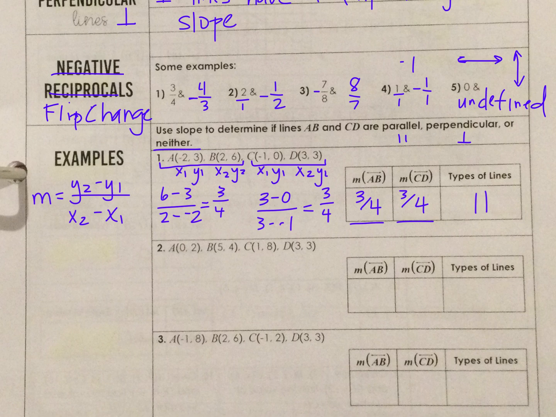If I were to do this next one, I'm just going to go ahead and tell you the slope for the first line is 2/5, and the slope for the next line is -5/2. All right? If I start with 2/5 and I flip it, it becomes a 5/2, and I change it, it becomes negative. So these guys are a flip change. So that means if I graph those lines, they would be perpendicular.